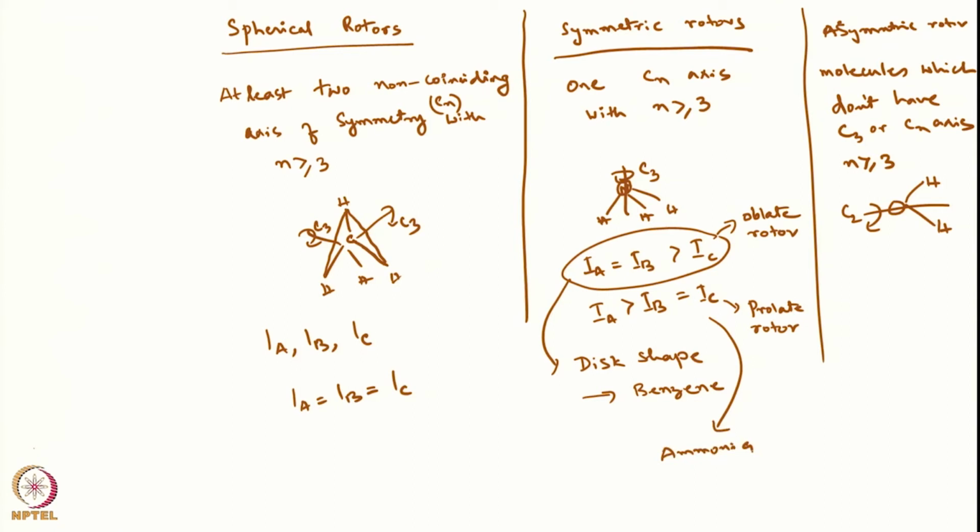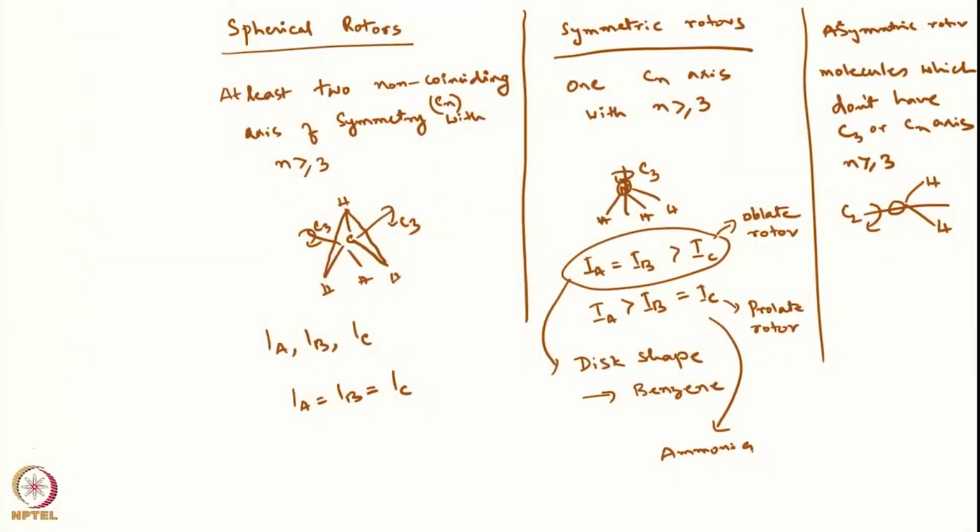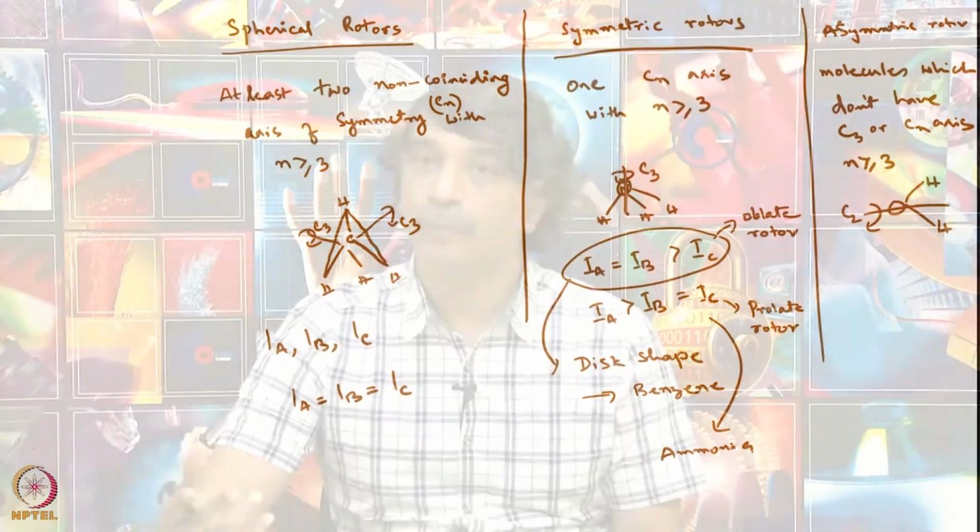Okay. So, in the symmetric rotors you have two possibilities, one is the prolate rotor and the other is an oblate rotor, while there is only one in the case of the spherical rotors. But the asymmetric rotors can either tend to a prolate rotor or an oblate rotor. For example, substituted benzenes with no elements of symmetry will be more like an oblate rotor, but water will be more like a prolate rotor. Okay. So, it will depend on the shape.